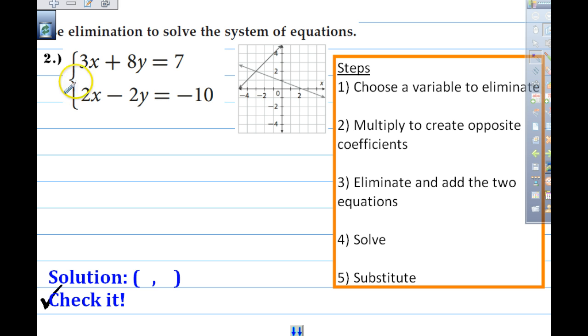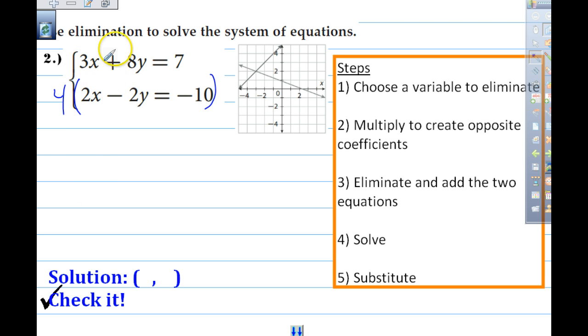Bottom by 4. So you look at these and say, well, x's don't really cancel out easily. I can't multiply something by here and have it cancel out 2, and vice versa. So x is not so great. But here, yeah, 2 goes into 8, so I just need to multiply this by 4, and then I'll have a negative 8 and a positive 8.